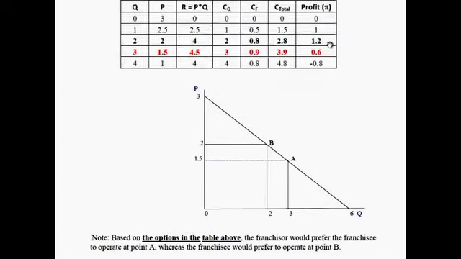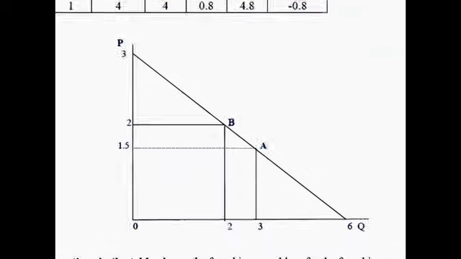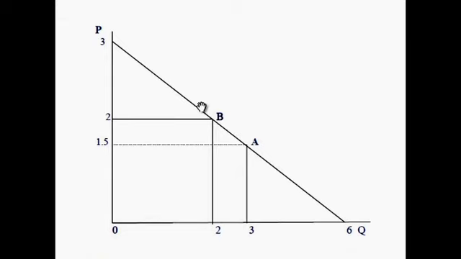My conclusion is that based on the options in the table above, the franchisor would prefer the franchisee to operate at point A, whereas the franchisee would prefer to operate at point B, but yet our calculation shows that we will go even further, and a point such as point C, right about here, even further to the northwest of point B, would maximize the profit for the franchisee.